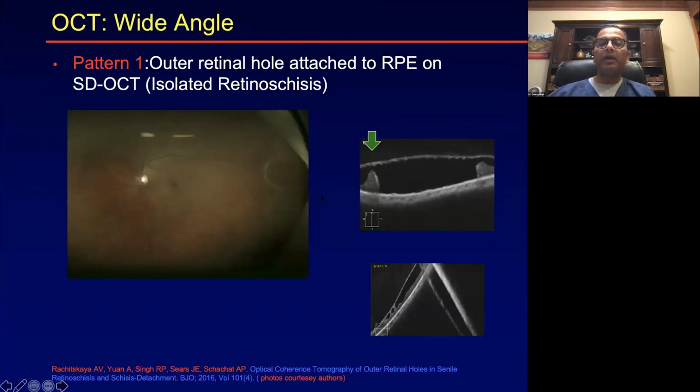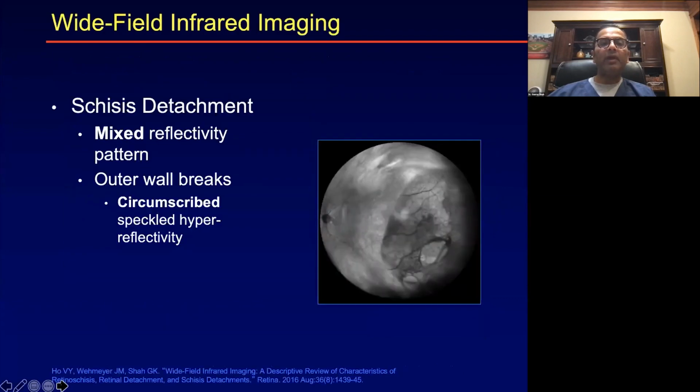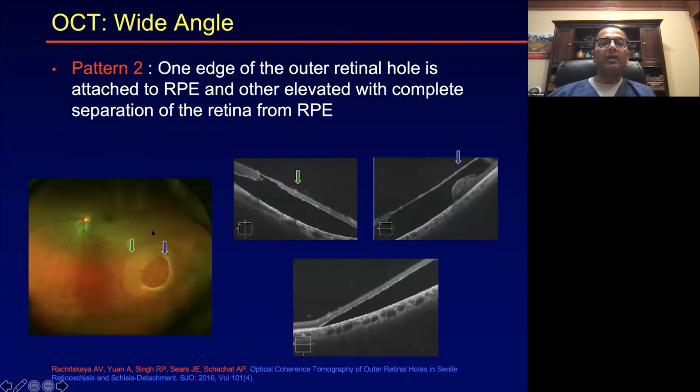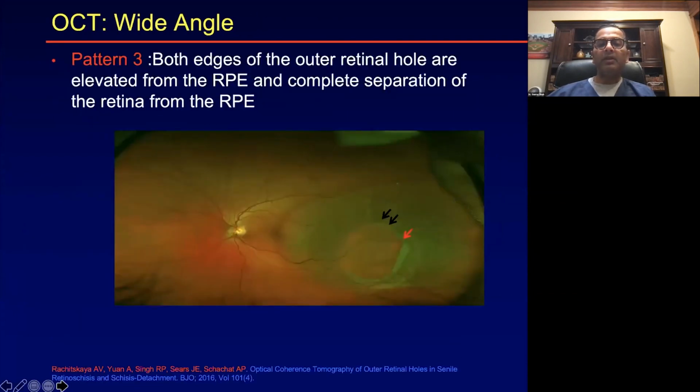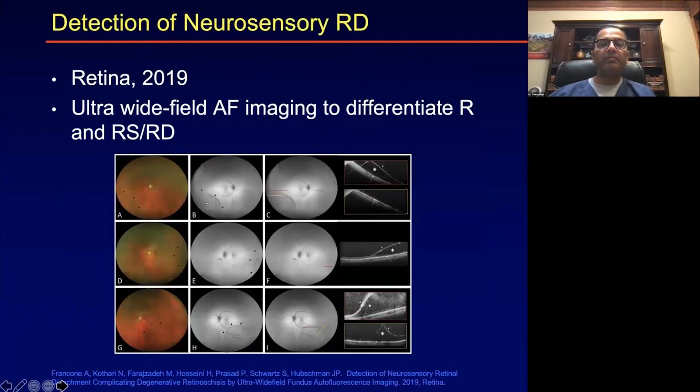Here's pattern 1 on retinoschisis. There are different patterns. There's schisis detachment, and OCT will give you these different findings of different patterns. And this has been clearly published in the literature. I don't have wide angle OCT at all offices, but we do have infrared imaging, which tells us the difference between a schisis and a retinal detachment. Ultra-wide autofluorescence, I don't typically use for this because I use infrared imaging, but that's another way to differentiate retinal detachment and retinal schisis.